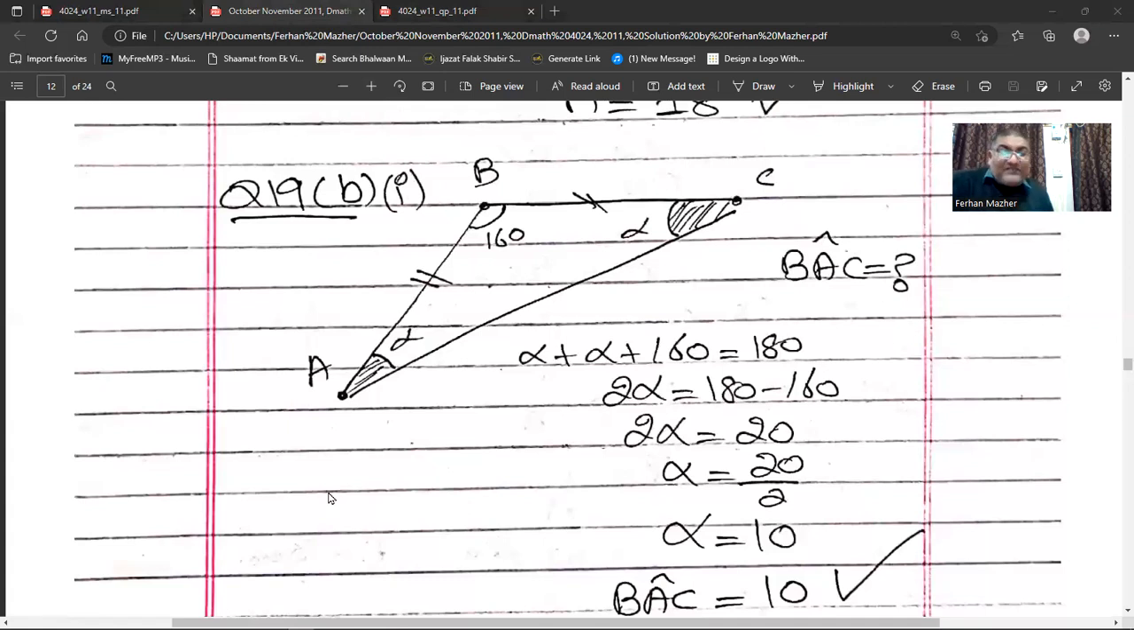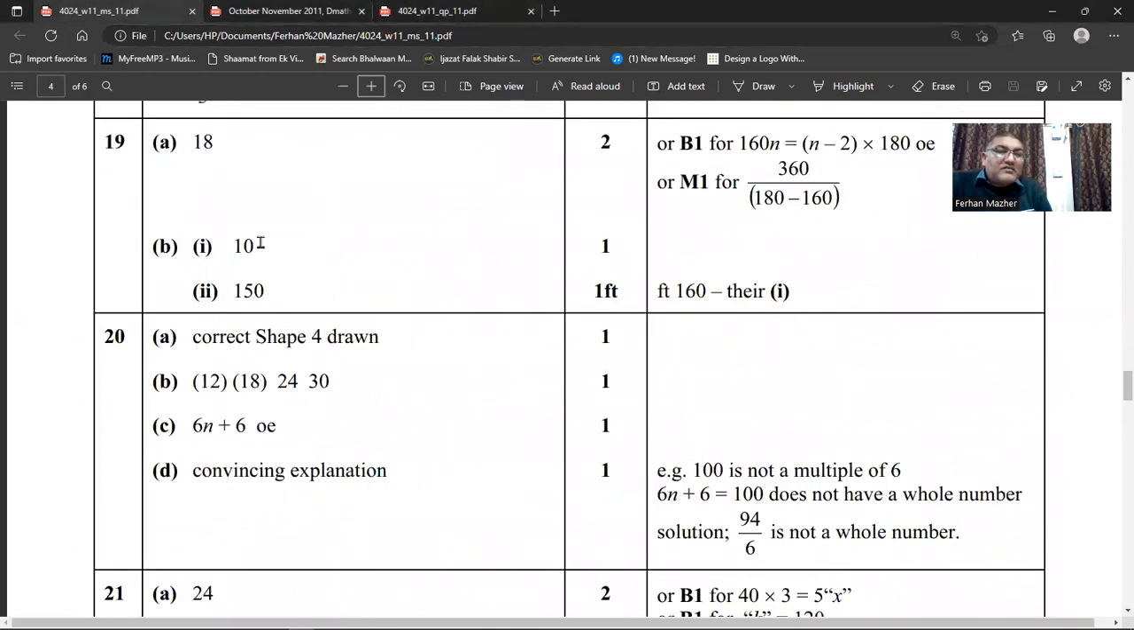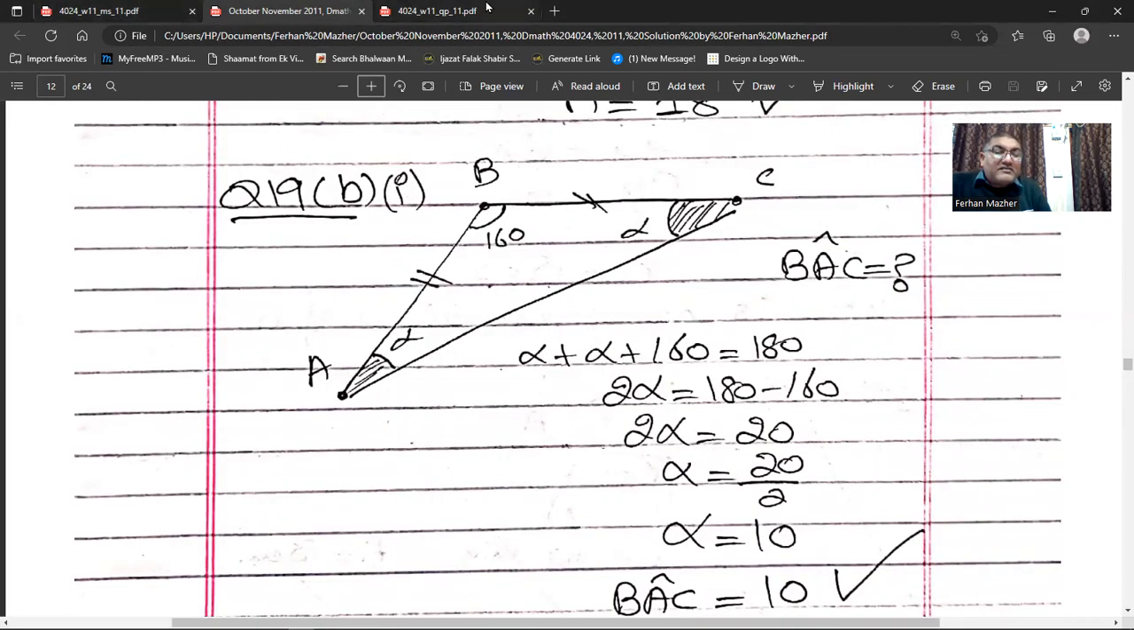So 2 alpha plus 160 equals 180. So 2 alpha will be equal to 180 minus 160, that is 20. So alpha will be equal to 20 by 2, so alpha will be 10. So it means the angle BAC, which is equal to alpha, is 10. 10 is the right answer.